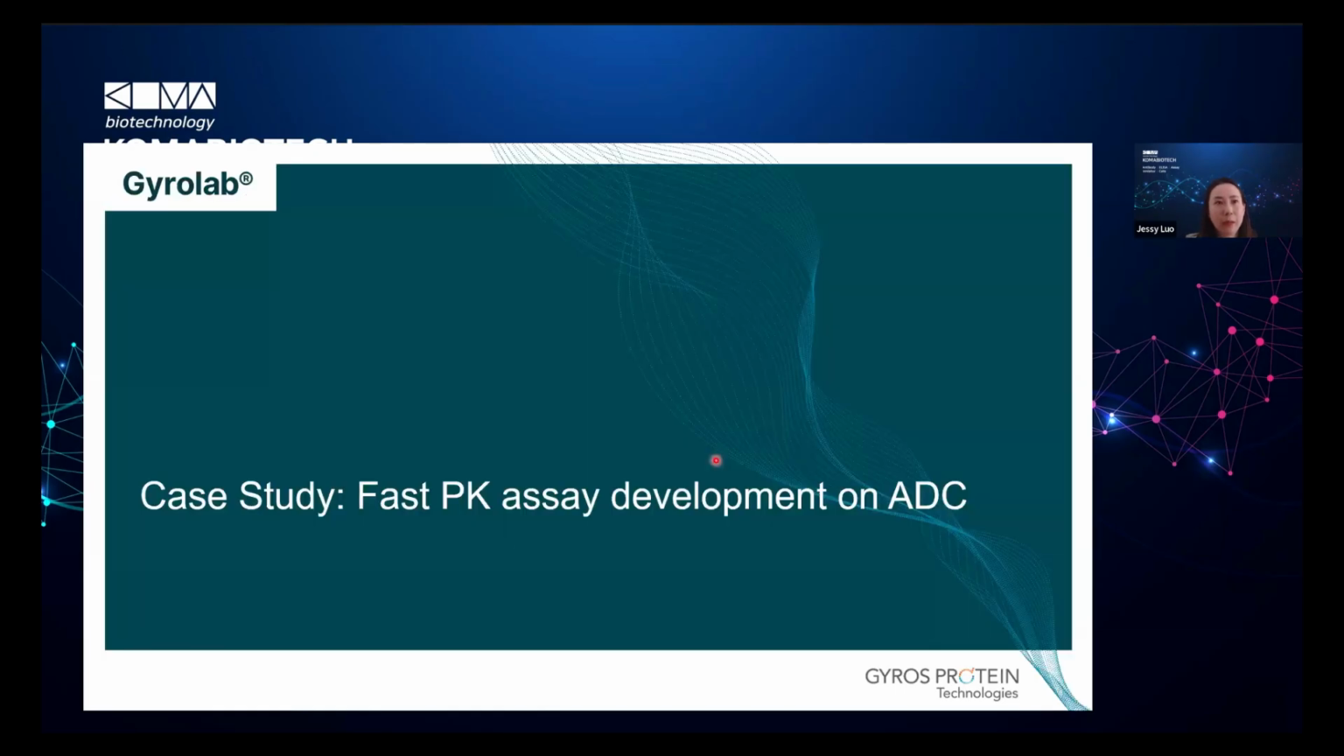Okay, then the second case study I would like to share with you is the PK assay development on, it's not a bispecific ADC, it's just a simple ADC. But this company has a lot of ADC pipelines. So they need to do a lot of assay development and also a lot of reagent screening, because they need to find the right format and the right candidate for their robust assay.